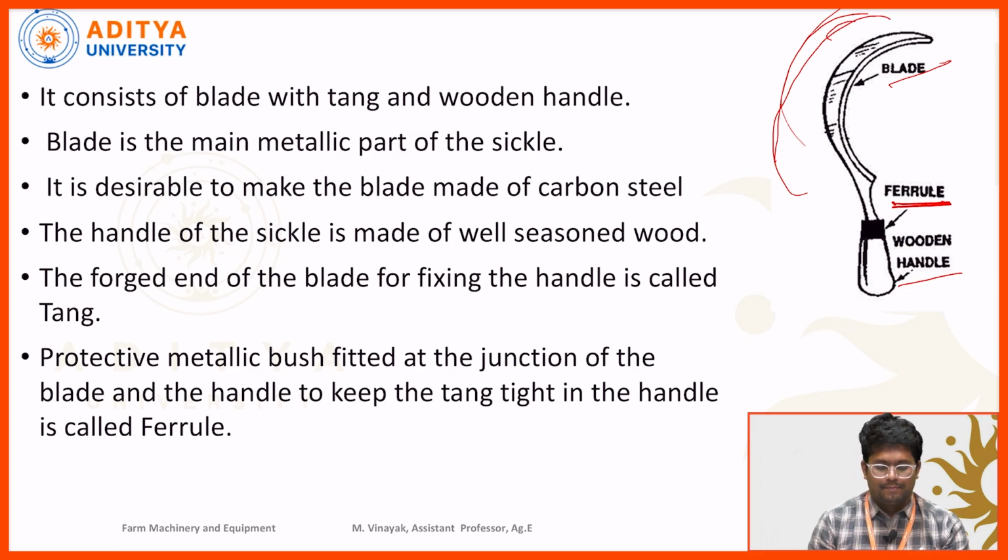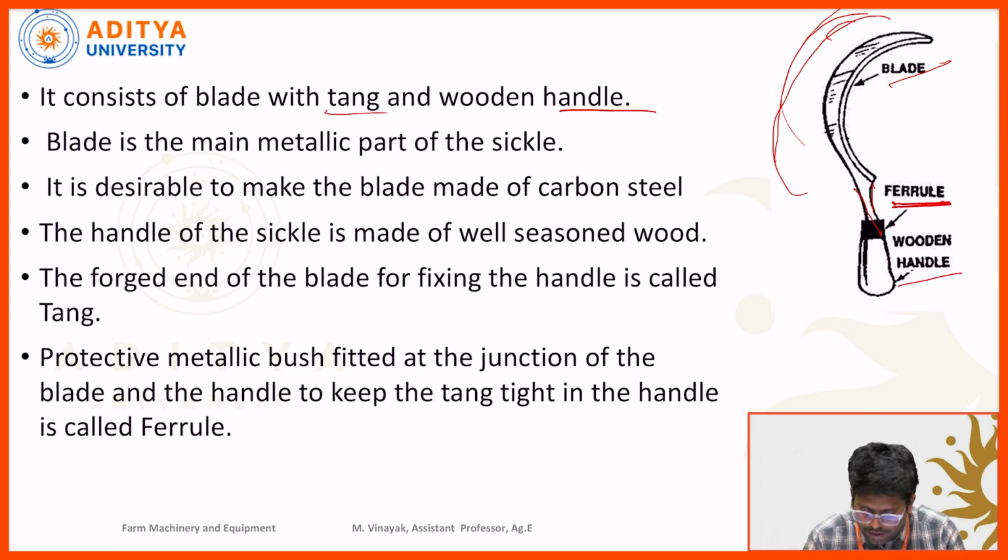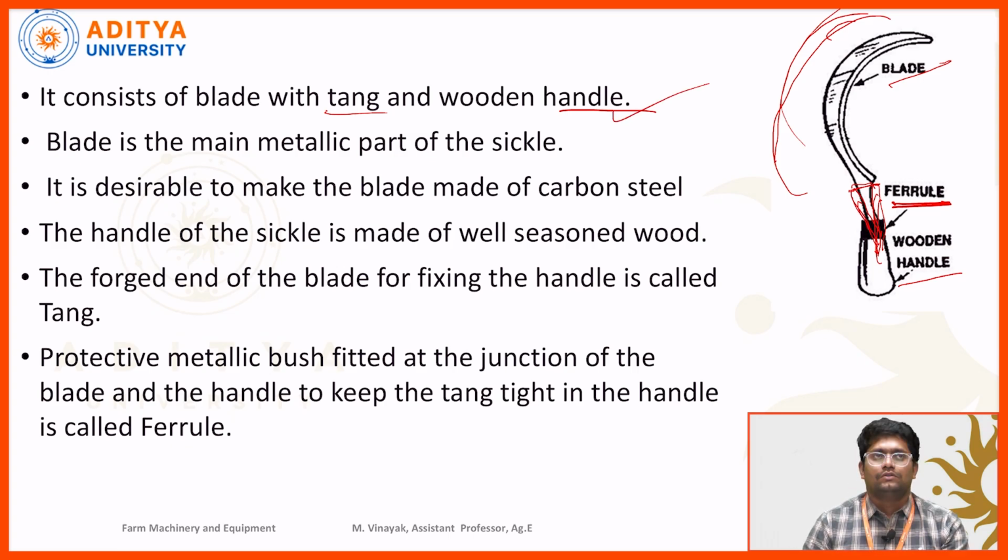It consists of a blade with the tang and wooden handle. Here the sickle consists of a blade with the tang. Tang is nothing but this part. Whatever part is inserted into the wooden handle, that part is called a tang. The blade is the main metallic part of the sickle. So this one is the metallic part of the sickle.